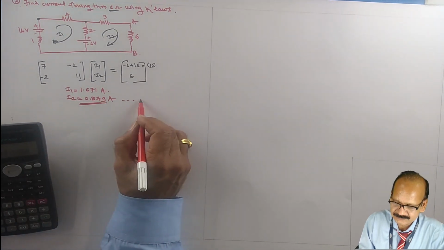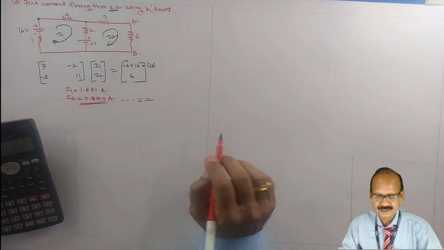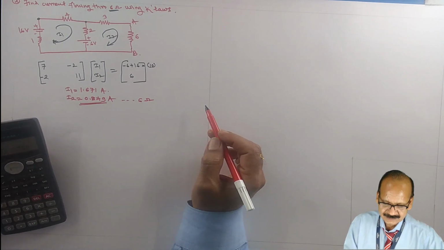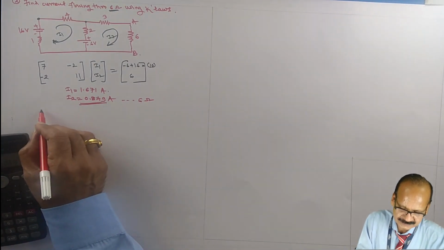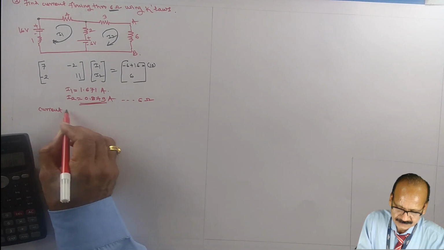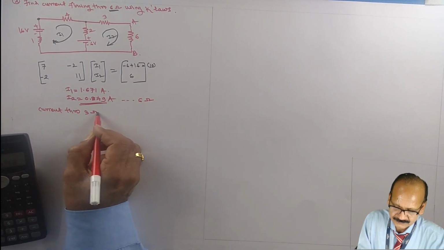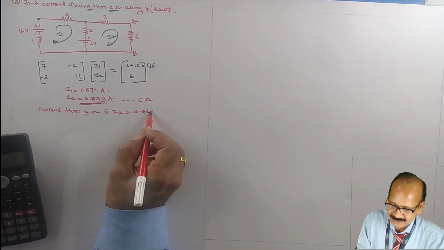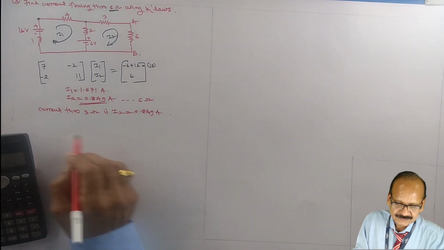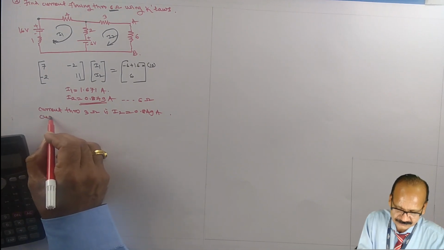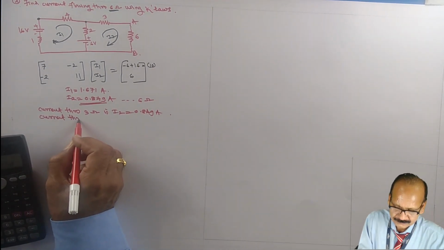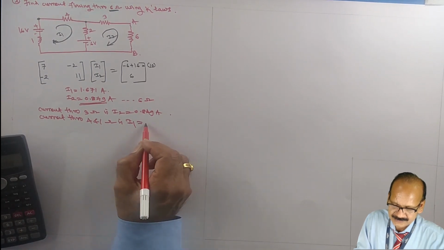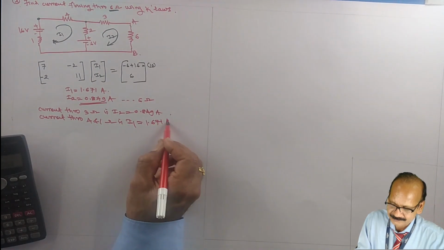So this is the current through 6 ohm resistance. Now if you want, what is the current flowing through 3 ohm resistance? Current through 3 ohm is I2, and that is 0.849 ampere. Then current flowing through 4 and 1 ohm is I1 and equal to 1.671 ampere.